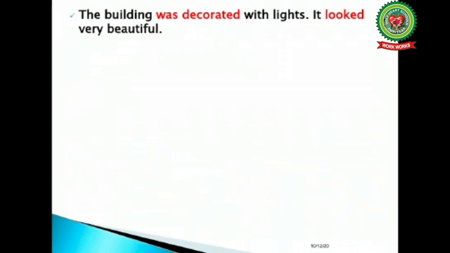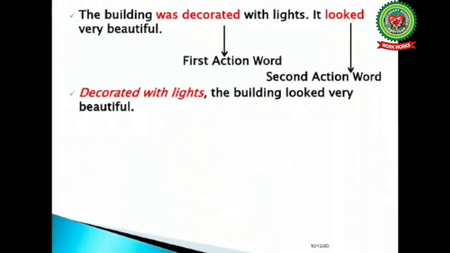The building was decorated with lights. It looked very beautiful. We observe in the sentence that there are two actions. First action is decorated and second action is looked. The sentence the building was decorated with lights is in passive voice. So, we will use the past participle form of the verb decorated and begin our sentence. So, the answer will be decorated with lights, the building looked very beautiful.